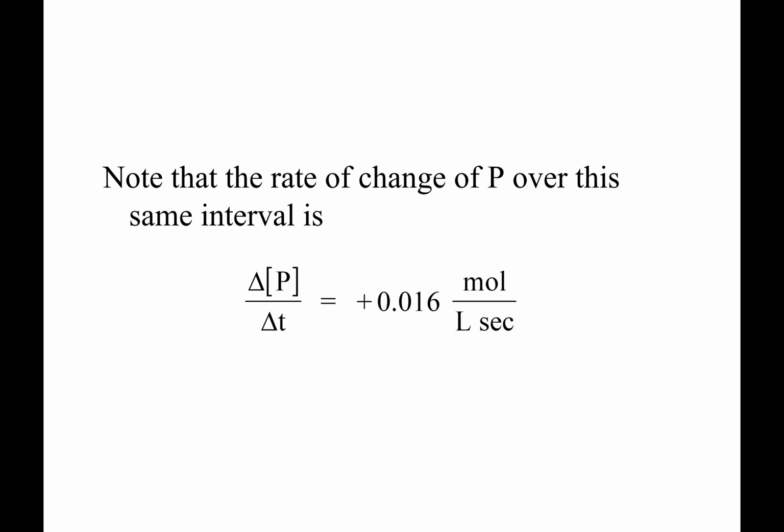We could do the math for that same from 0 to 5 seconds, looking at the product form, and we would come up with the same absolute value, so it would be 0.016 moles per liter per second, but it would be positive. And that's not always the case. Actually, that's only the case if your stoichiometry is 1-to-1 like it is here. We're going to have to introduce the effect of stoichiometry coming up.